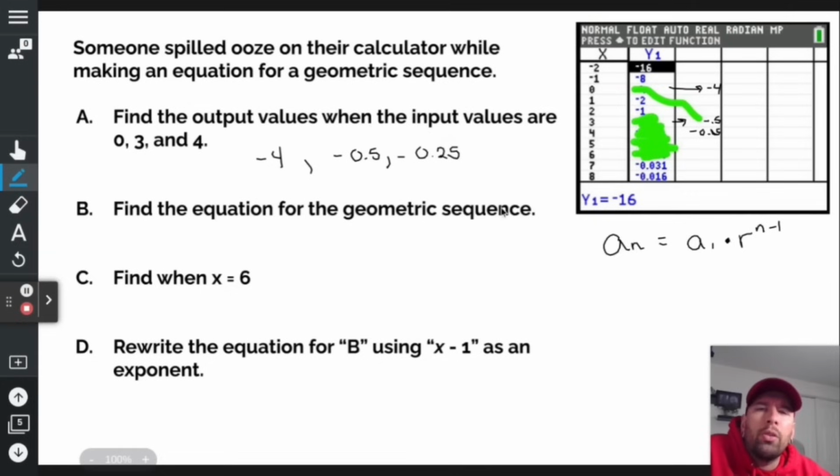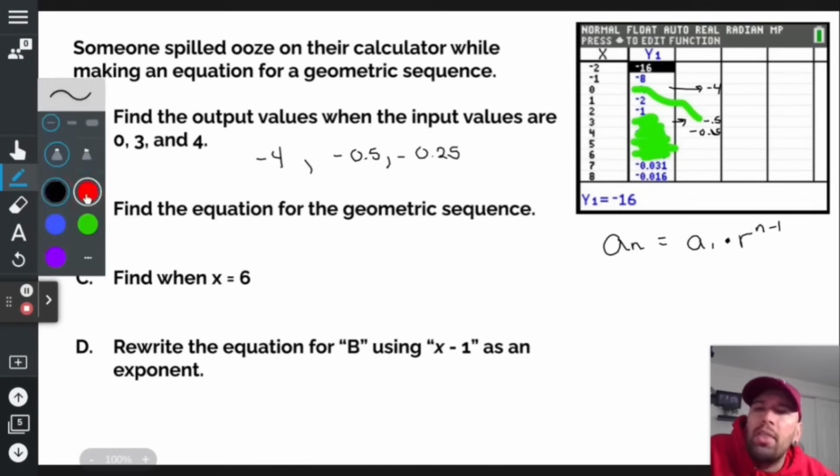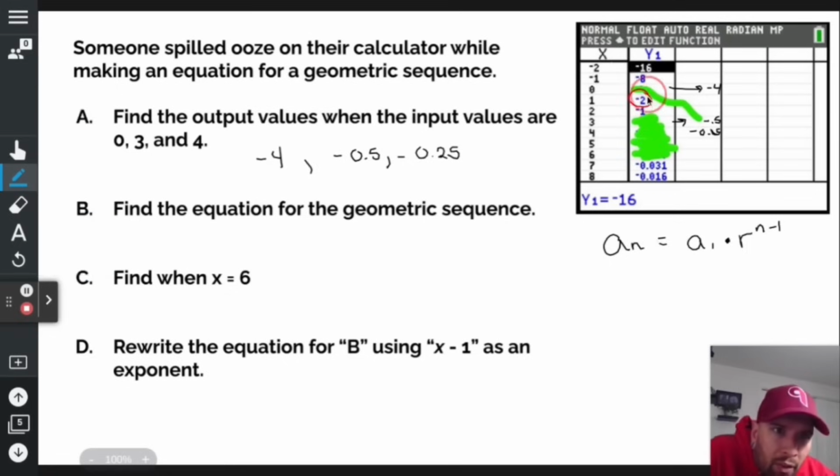Find the equation for the geometric sequence. All right, be careful. The first term in this one is not negative 18. The first term is when n is 1. And when n is 1, we have negative 2. So negative 2 is a sub 1. Be careful.